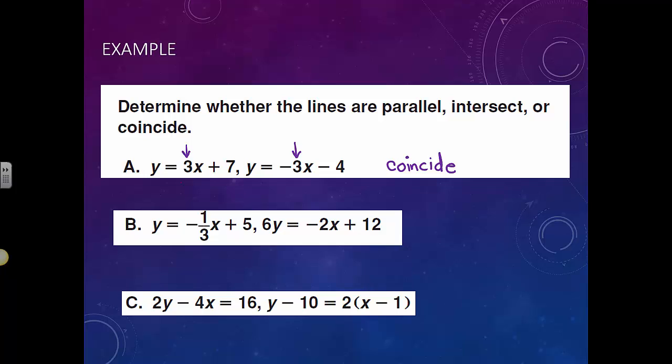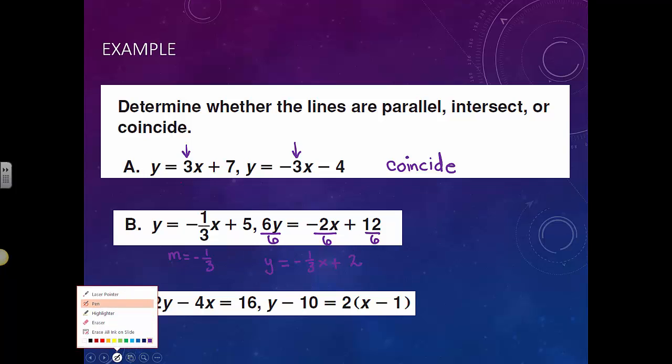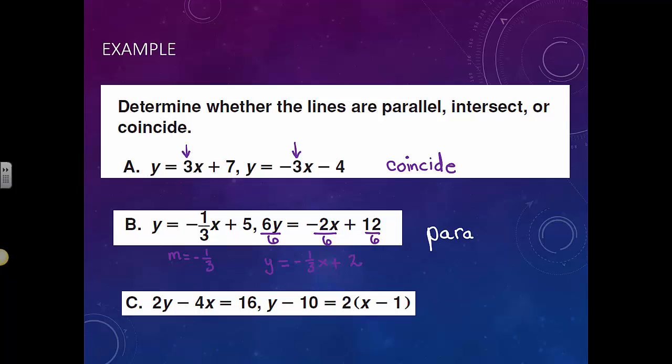For this one, I know that the slope is negative 1/3, but this one's not solved for y. In order to solve for y, I would have to divide everything by 6. Now my new equation is y equals negative 1/3 x plus 2. So I see this one has a slope of negative 1/3, x plus 5, and this one has a slope of negative 1/3, but it's x plus 2. So they have the same slope and different y-intercepts. So that means that these two are going to be parallel. Same slope, different y-intercepts.